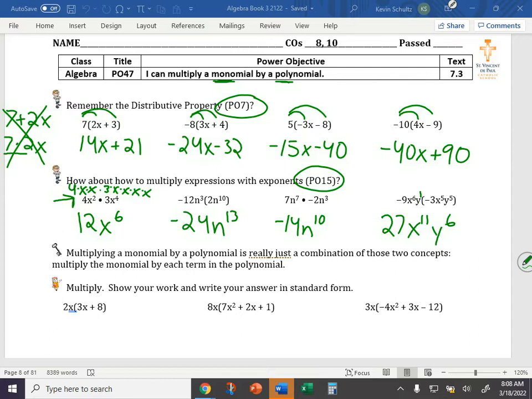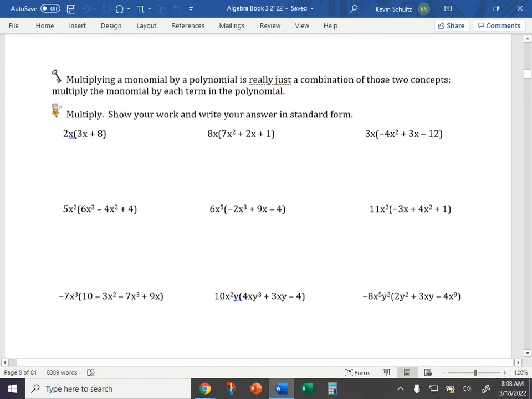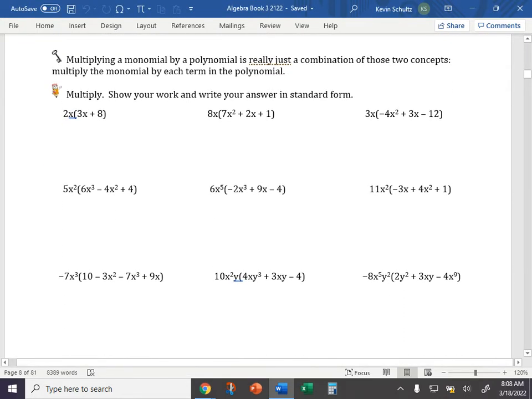All right? Questions on this, or anyone need the notes? Okay. So down to some practice examples here. 2x times 3x plus 8. We're multiplying. Who is that?